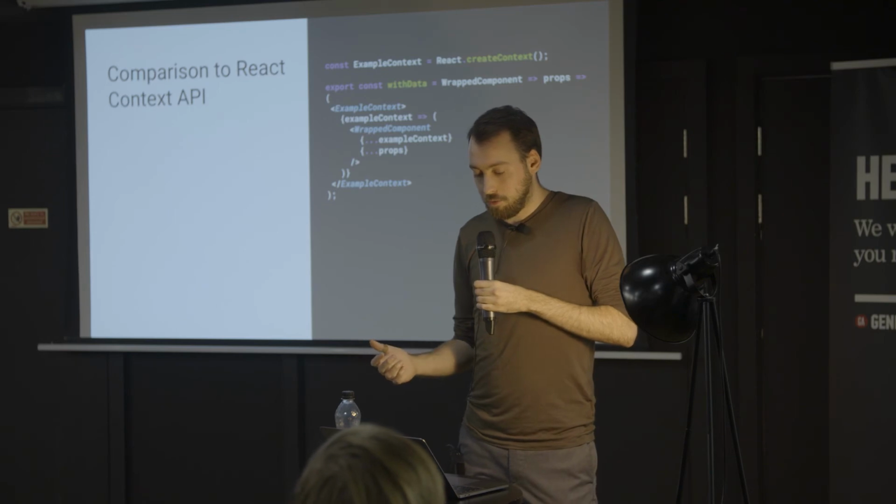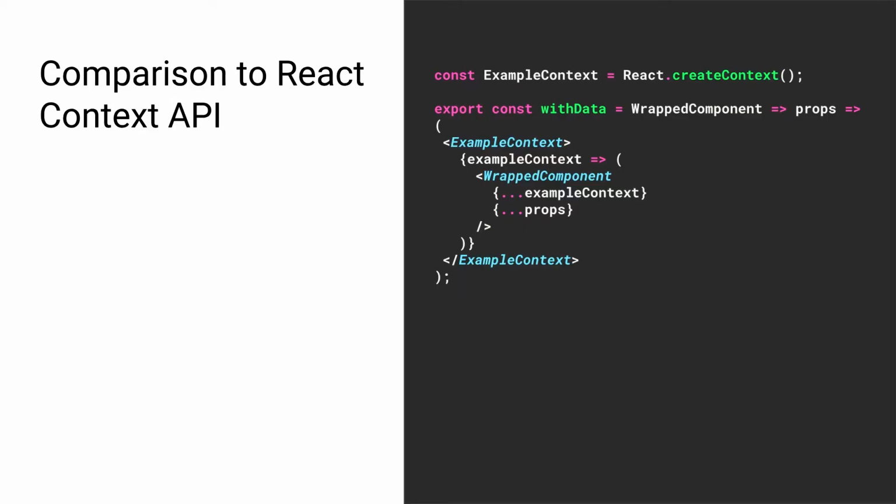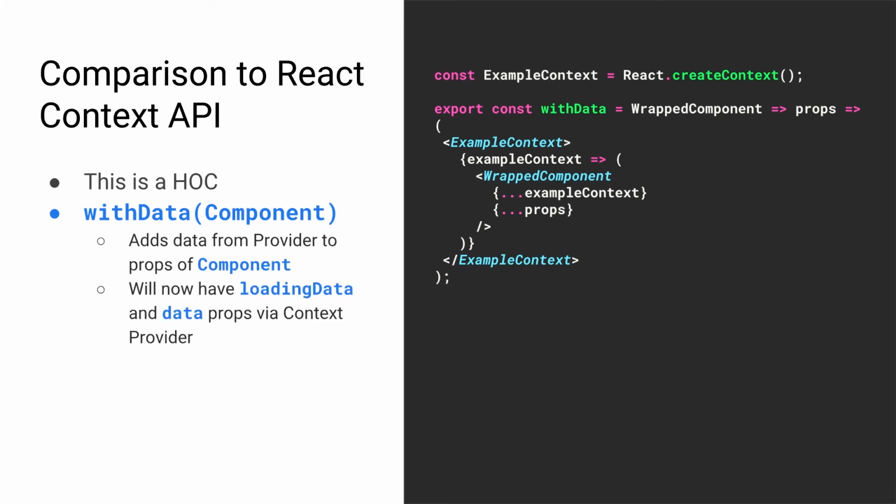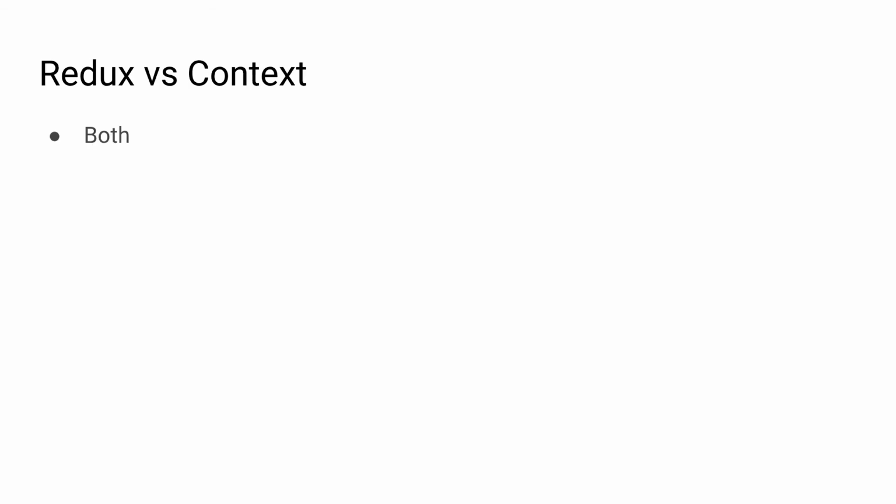Here's an example of a high-order component. We can wrap any component in this and give it all of the data from our context provider. So it's pretty straightforward to do. So we do with data and component.